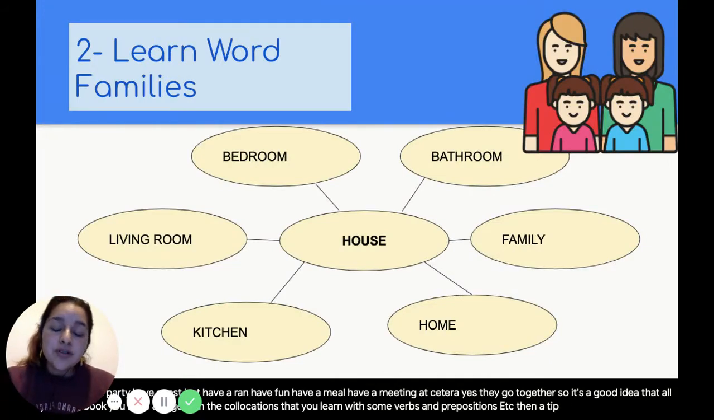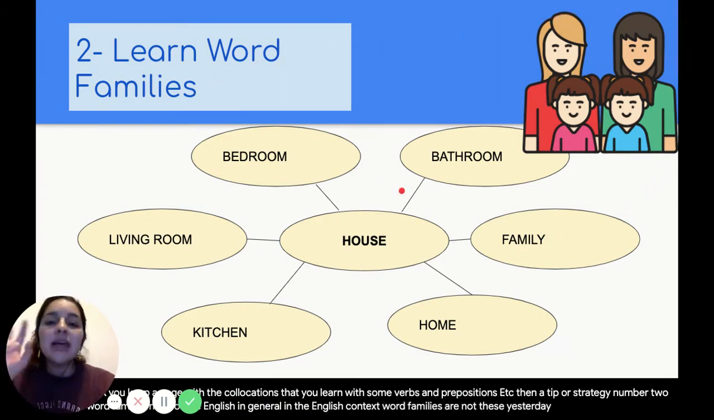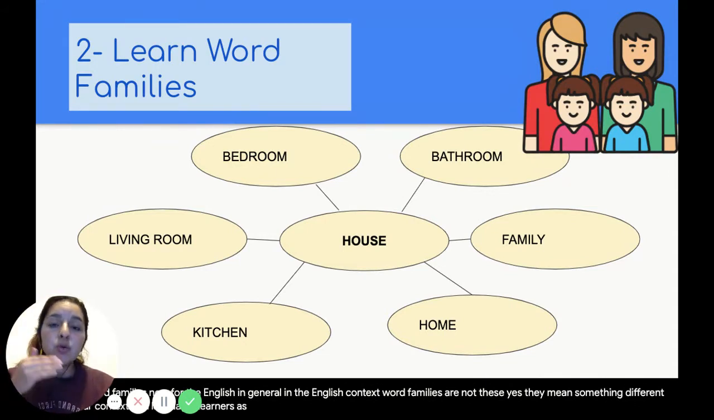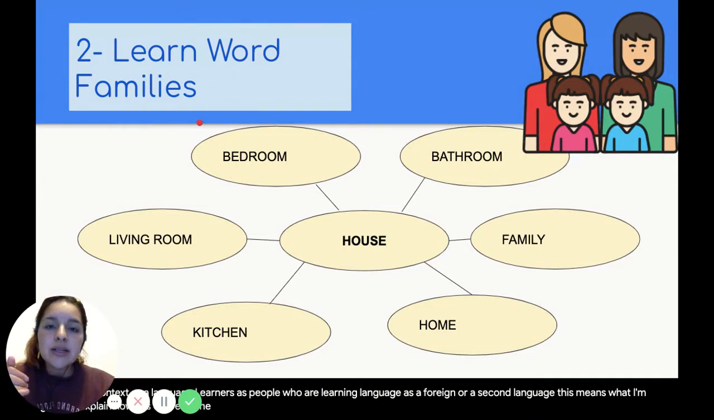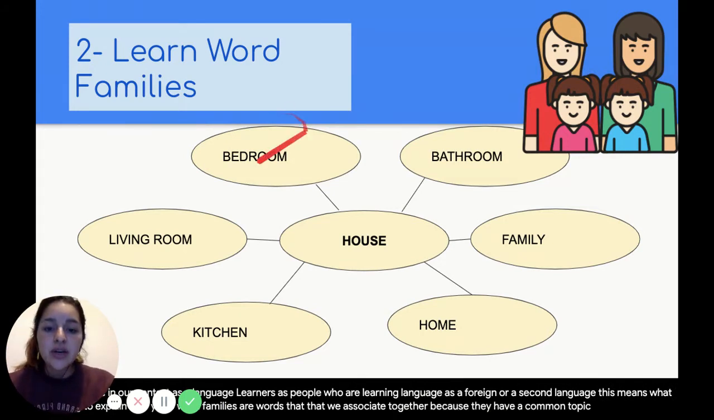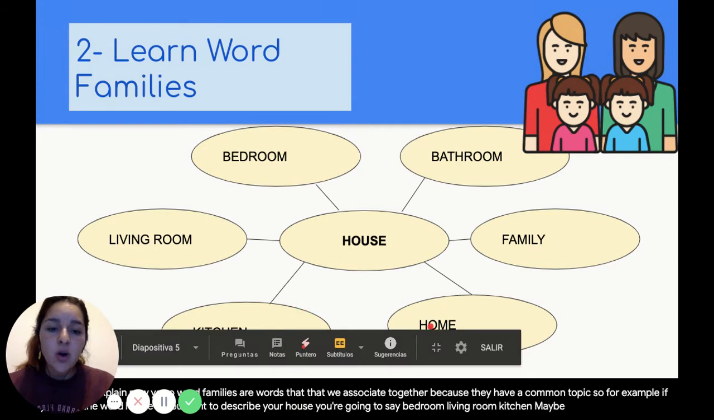Then tip or strategy number 2 is learn word families. Now, in the English context in general, word families are not these. They mean something different. But in our context, as language learners, as people who are learning language as a foreign or second language, this means what I'm going to explain now. Word families are words that we associate together because they have a common topic. So for example, if you have the word house and you want to describe your house, you're going to say bedroom, living room, kitchen, maybe home, etc.